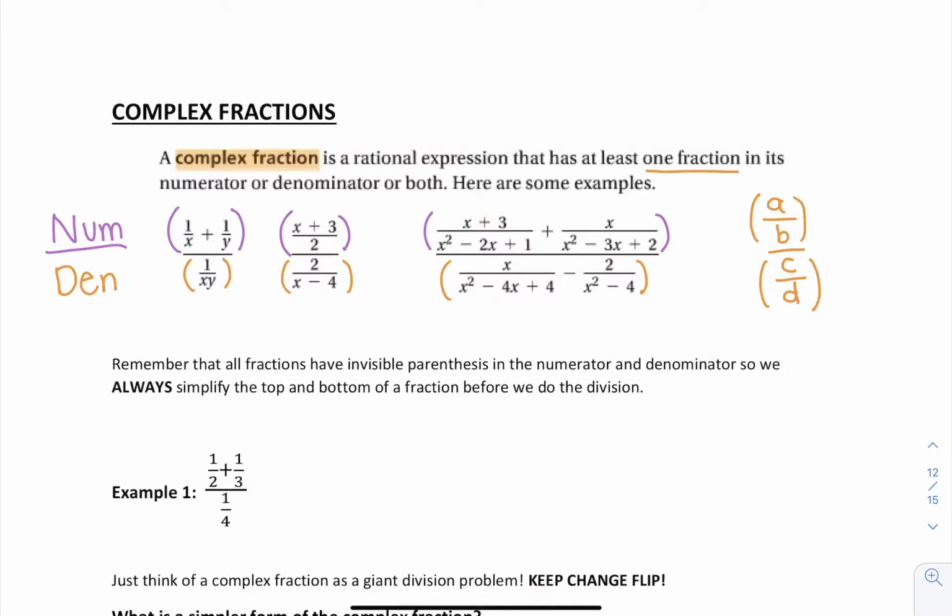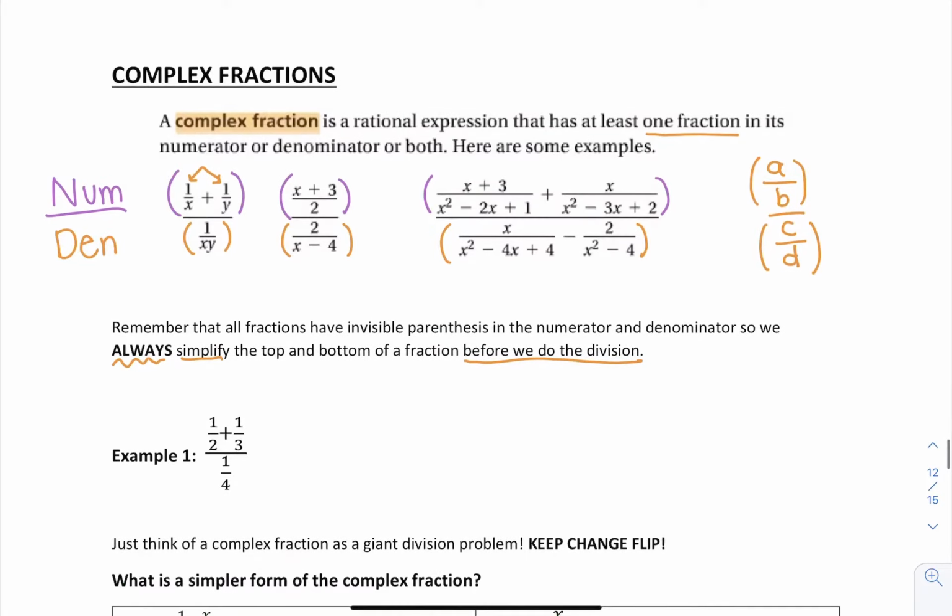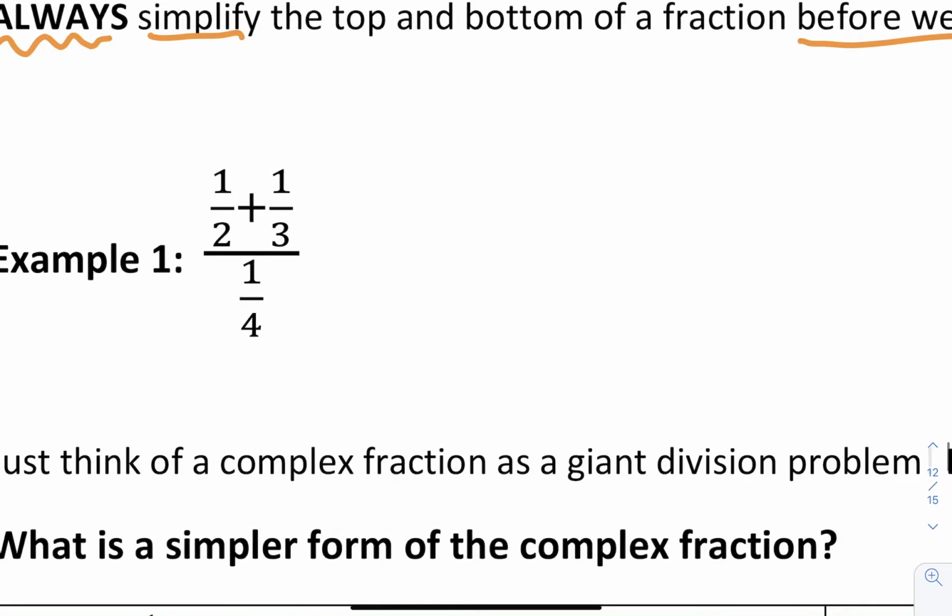So what we're going to do is always simplify the top and the bottom before division. In this first one, I would add these two together before I even worried about the denominator. So try simplifying your numerators, simplifying your denominators, and then finally you can divide. Same thing is true when we're just working with regular numbers.